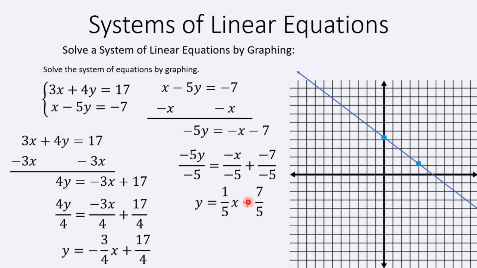So I'm going to graph this one also. 7/5 is a little bit more than 1. It's 1 2/5. It's almost 1 1/2. So I'm going to go up the y-axis between 1 and 2. I'm going to make the y-intercept there. And then from there, I'm going to rise 1 and run 5. So I'm going up 1 and over 1, 2, 3, 4, 5. And here's where my other point is. And I graph that point. And then when I connect those dots, I'm going to get the graph of this second line.